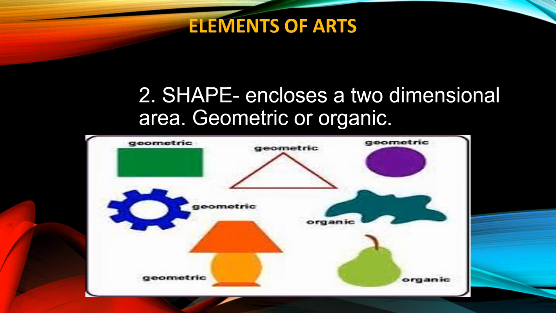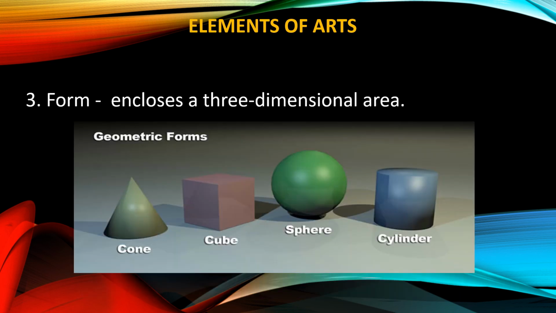Pangalawa, meron tayong shape. Shape encloses a two-dimensional area, geometric or organic. Pag pinag-uusapan ng shape, may dalawang uri ng hugis. Number 1, geometric o nasusukat. Number 2 ay organic o hindi nasusukat na hugis. Form. Pag sinabi naman nating form, it encloses a three-dimensional area katulad ng cone, cube, sphere, at cylinder.